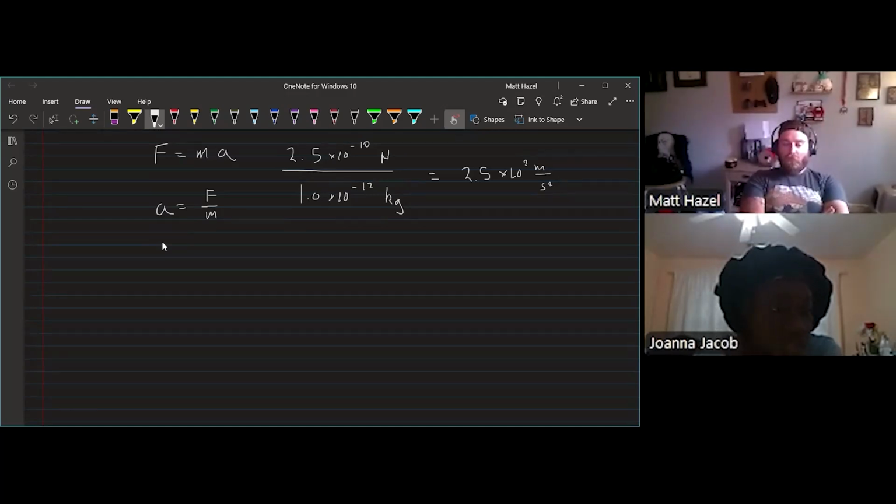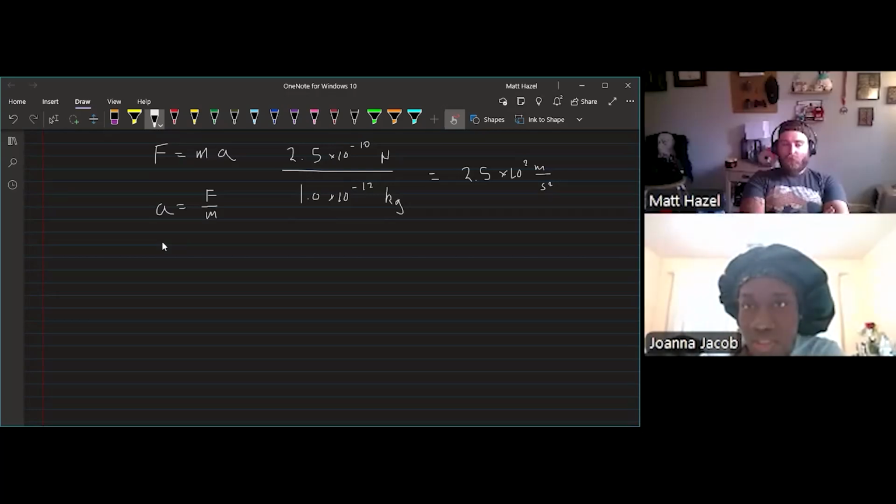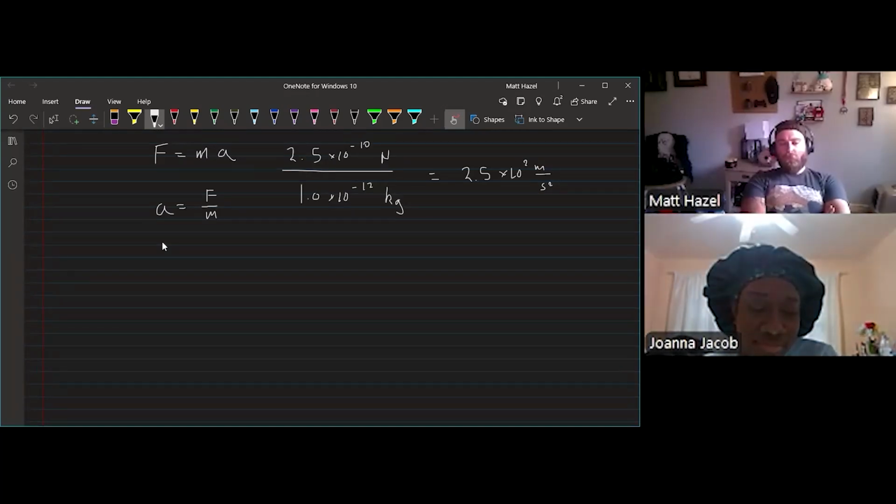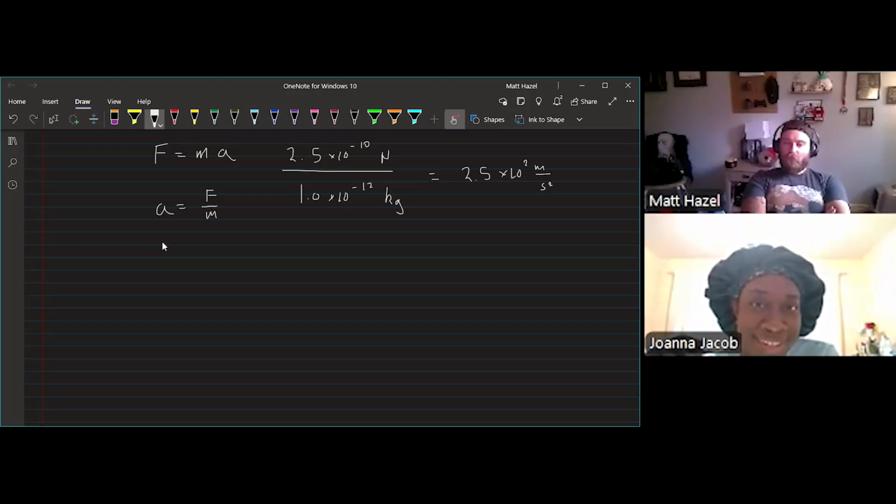If we ignore friction, acceleration remains constant. Exactly. Now, can you explain why? Because of Newton's first law, that an object in motion is always in motion. Excellent. That's exactly right.